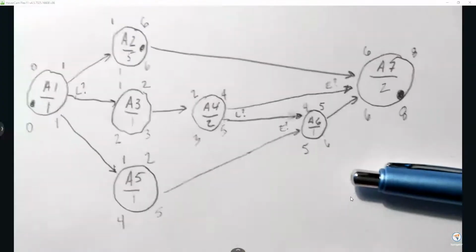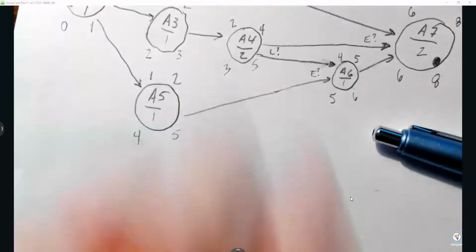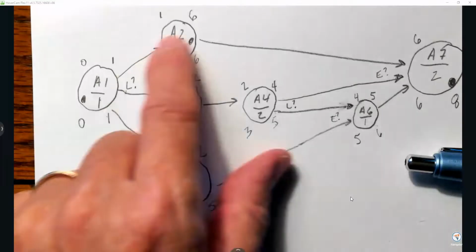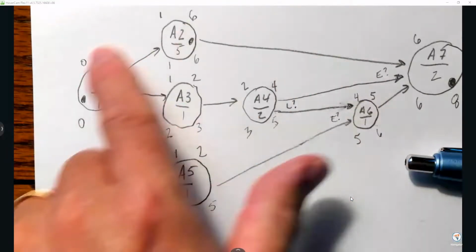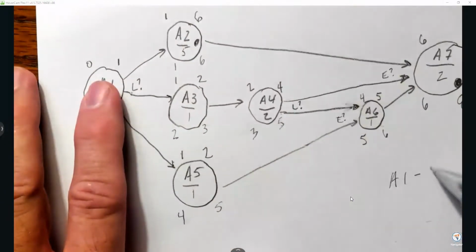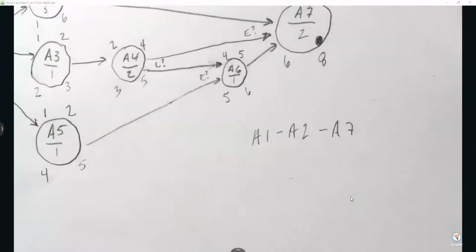If you were to ask me, is it possible to have 2 critical paths or 3 critical paths? Of course. You just have to look at which ones match, eliminate anything that doesn't, and then figure out if you could have 2 critical paths. This one's obvious. There's only 1 critical path. So the critical path is A1 to A2 to A7. That would be the critical path, and that's how you do that problem.